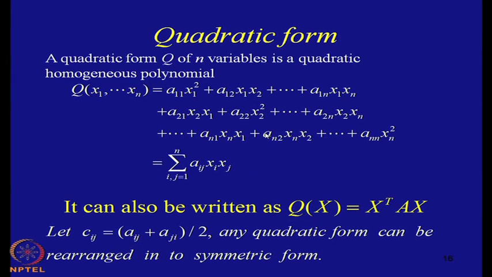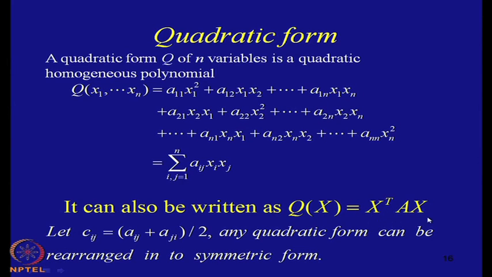Now, one thing: instead of taking a11, a12 etc., if I just change the terms in this way, I want to change the matrix A to a symmetric matrix. That is my target. That is why we will change all the coefficients to this form: Cij is equal to (aij plus aji) divided by 2. Then the corresponding quadratic form will involve the symmetric matrix.